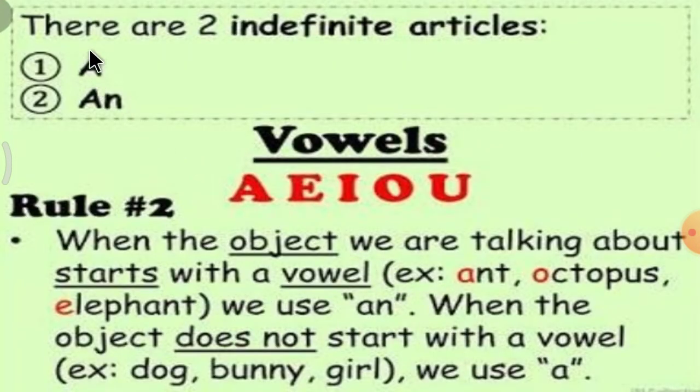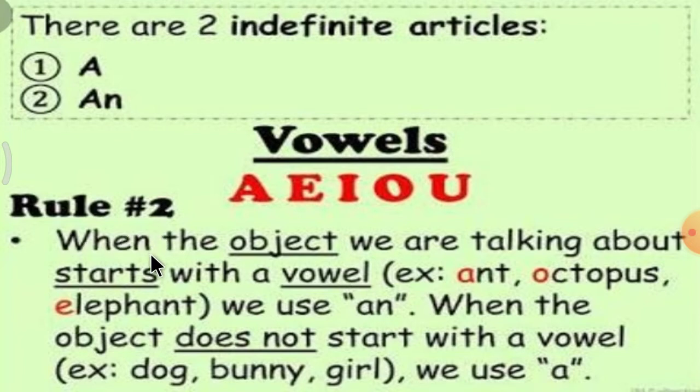Now, there are two indefinite articles. First, we talked about definite articles. Now, we will see indefinite articles. There are two, a and an. So, when can we use a or when can we use an? Before the vowels, we can use an.